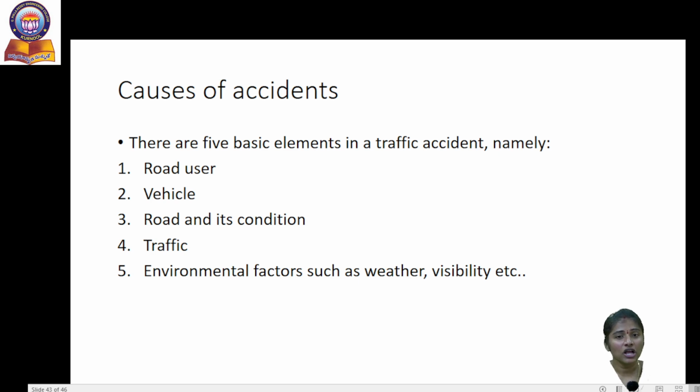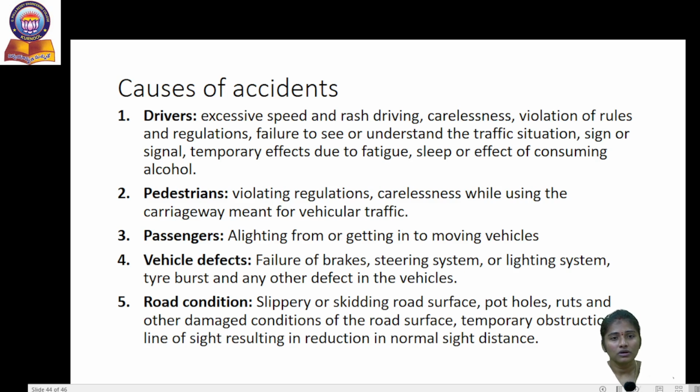So what are the basic causes of these accidents? There are 5 main causes of accidents: one is the road user, another is the vehicle, then the road and its condition, traffic, and environmental factors such as weather and visibility. We need to know how these 5 elements cause accidents. Coming to the first element, the driver: excessive speed, rash driving, carelessness, violation of rules and regulations, failure to see or understand the situation, sign or signal, and temporary effects due to fatigue, sleep, or consuming alcohol. All these are factors by which the driver may cause an accident.